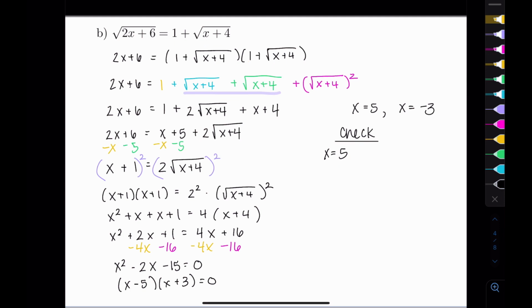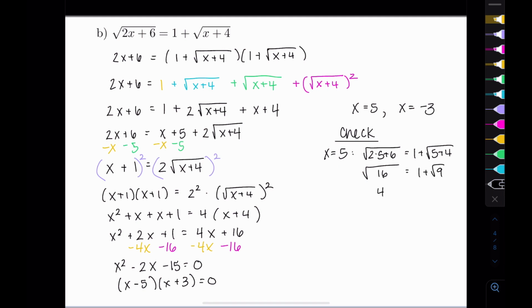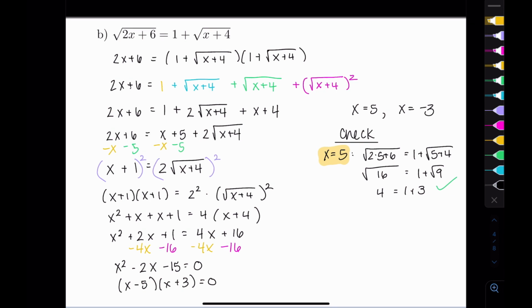So let's get rid of some of this stuff so it doesn't look as messy. If we plug this into our equation, that gives us the square root of 2 times 5 plus 6 equals 1 plus the square root of 5 plus 4. So on the left-hand side, that gives us the square root of 10 plus 6, which is 16, equals 1 plus the square root of 9. So we end up with 4 equals 1 plus 3, which definitely works, so this is a solution.